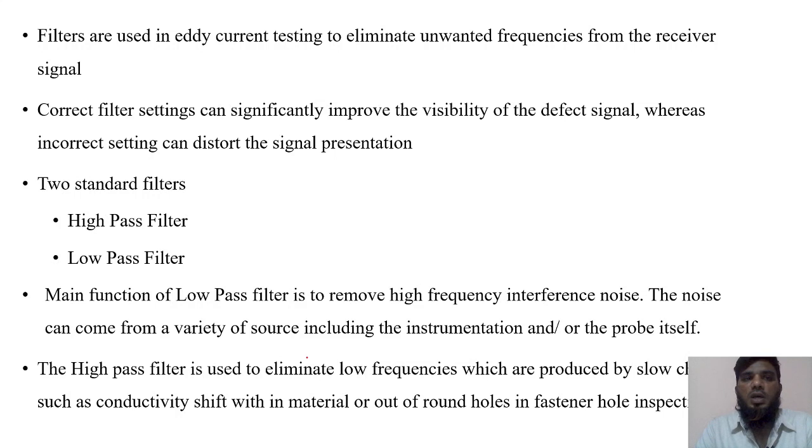Next, filters are used in eddy current testing to eliminate the unwanted frequencies from the receiver. Correct filters have to be used so that we can improve the visibility of the defect signals. There are two types of filters. One is a high pass filter, and the next is a low pass filter. The low pass filter is used to remove the high frequency interference noises, the noise that comes from a variety of sources including the instrumentation and probe. Those high frequency noises have to be removed. Whereas the high pass filter is used to remove the low frequencies which are generally present in the material or within the surroundings.